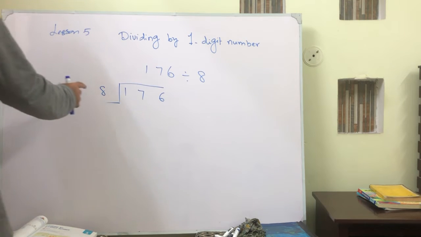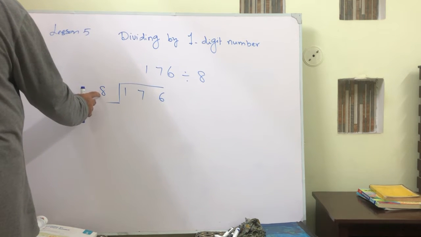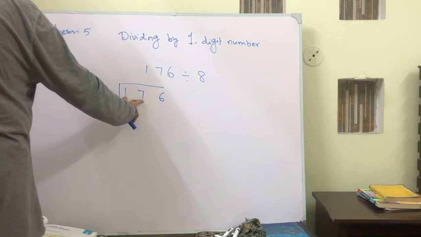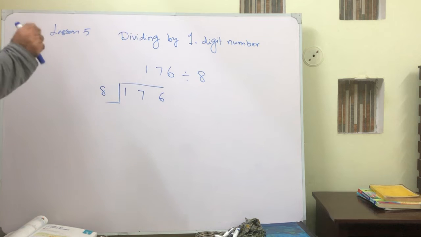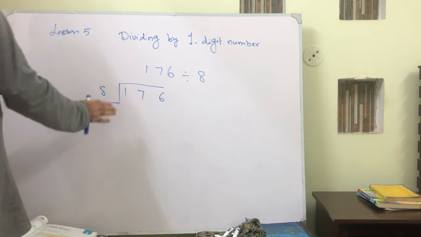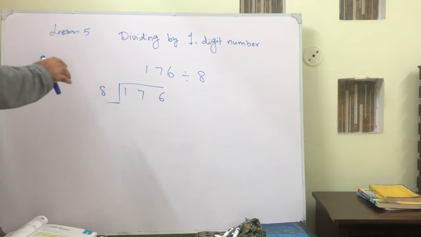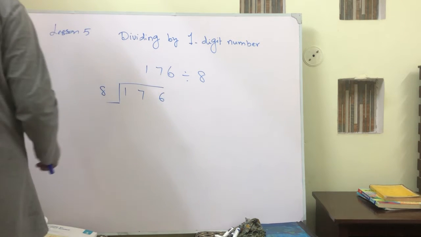When we start, we see this is one number, here this is one number, 1. This is smaller than this 8. We can join two numbers. When we join two numbers in the start of the question, no problem, no issues, we can join. So it becomes 17.